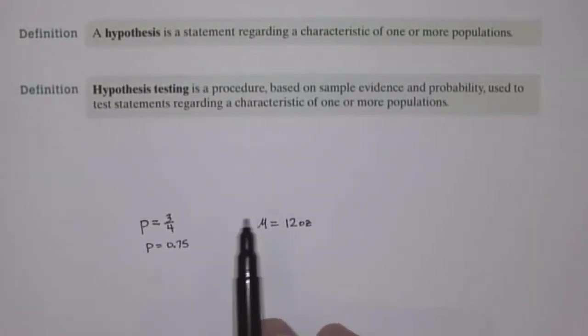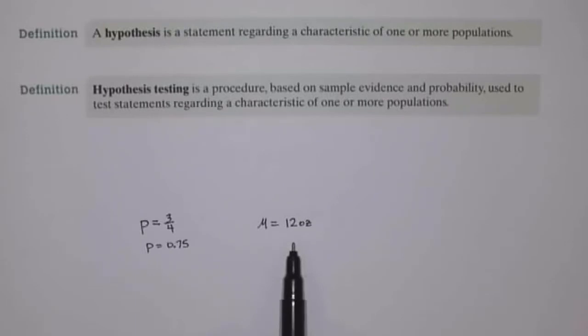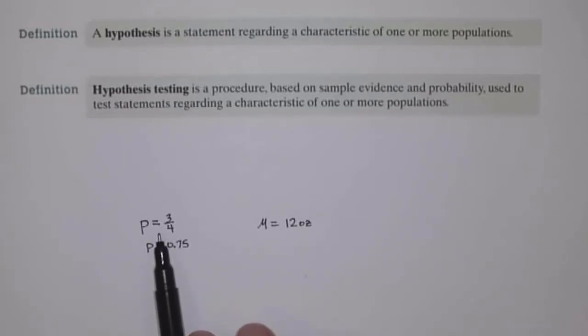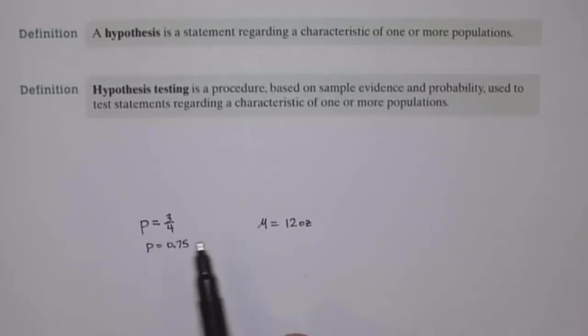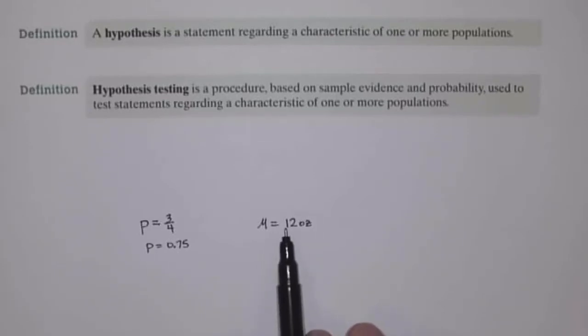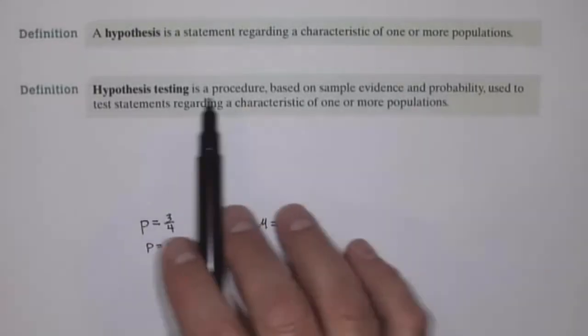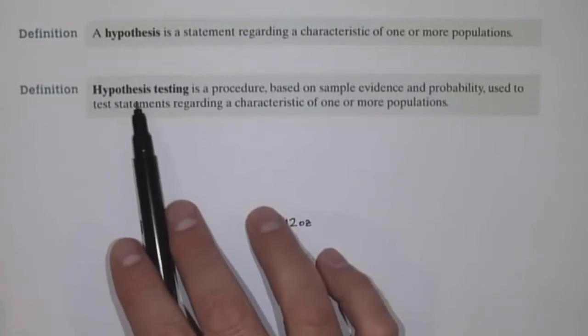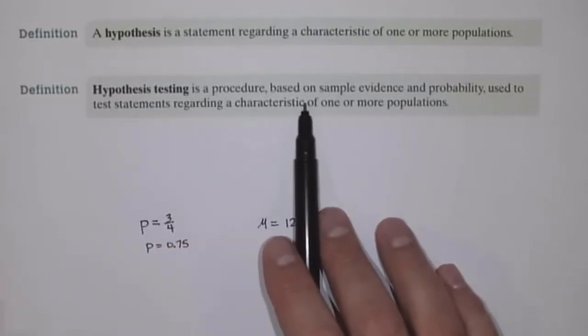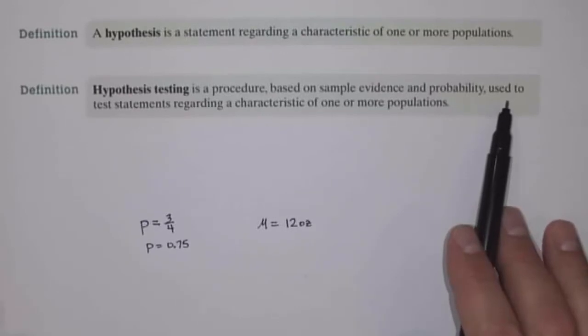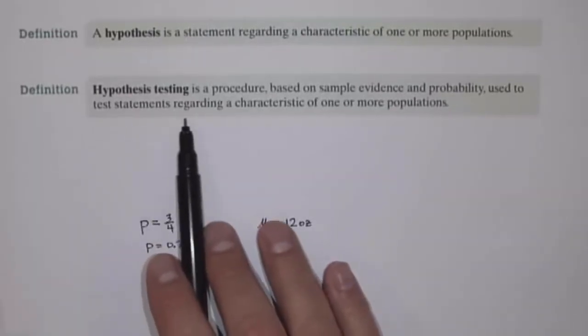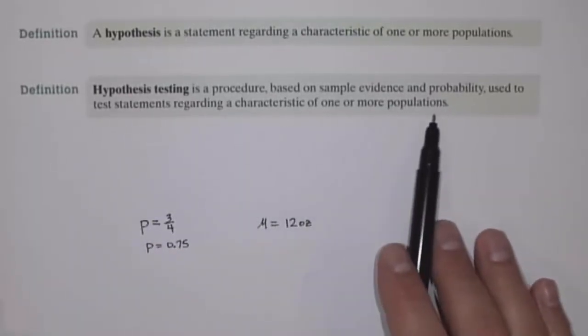Now what we're going to be doing is we're going to be testing these hypotheses. We're going to be testing to see whether our evidence supports that this is true or refutes that this is true. Our evidence is going to either support that this is true or it's going to refute this is true. And so that's what we call hypothesis testing. So definition: hypothesis testing is a procedure based on sample evidence and probability used to test statements regarding a characteristic of one or more populations.